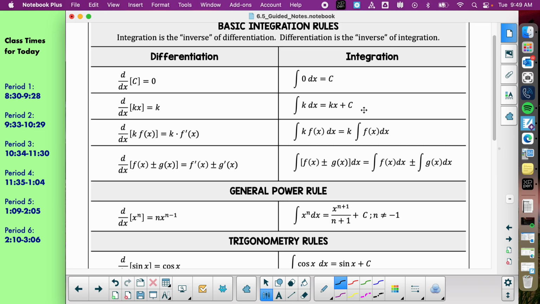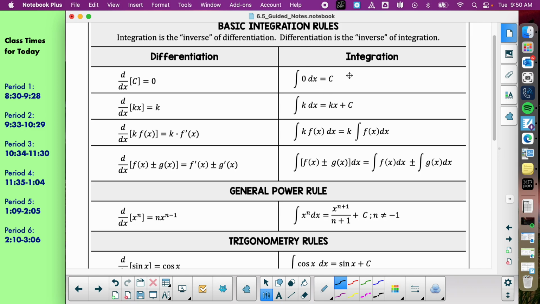If you guys think of a straight line, if it has a slope of 3, what would be the derivative of 3x? 3, because the slope is 3 everywhere. So the derivative of 3x is 3. So if we're integrating 3, the answer would be 3x. Whenever you're going to integrate a regular number, you just basically add an x onto it.